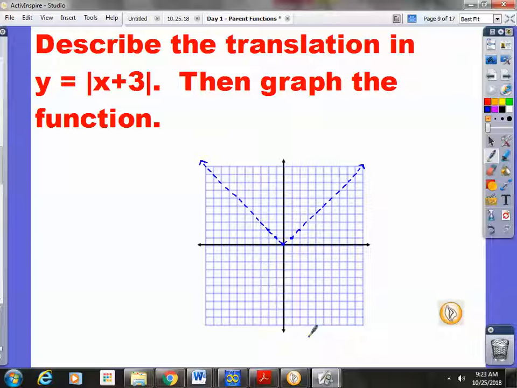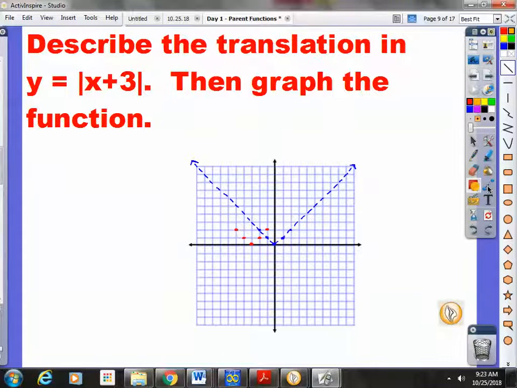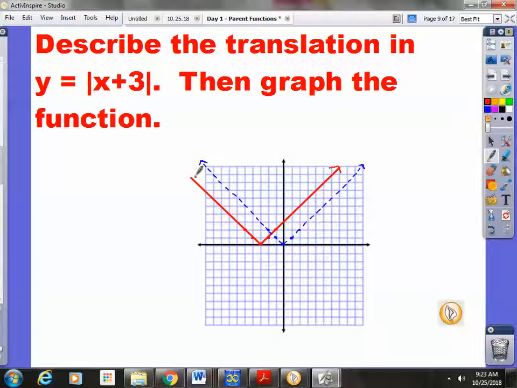So let's take all of the points that we plotted on our parent function and let's shift them left 3 spaces. So 0, 0, I'm going to go left 1, 2, 3. 1, 1, I'm going to go left 3. 1, 2, 3. 2, 2, left 3. 1, 2, 3. Negative 1, 1, left 3. Negative 2, 2, left 3. And this time we'll use our solid line and draw in the sides. So we do need to describe this in words. We said it's going to shift left 3.